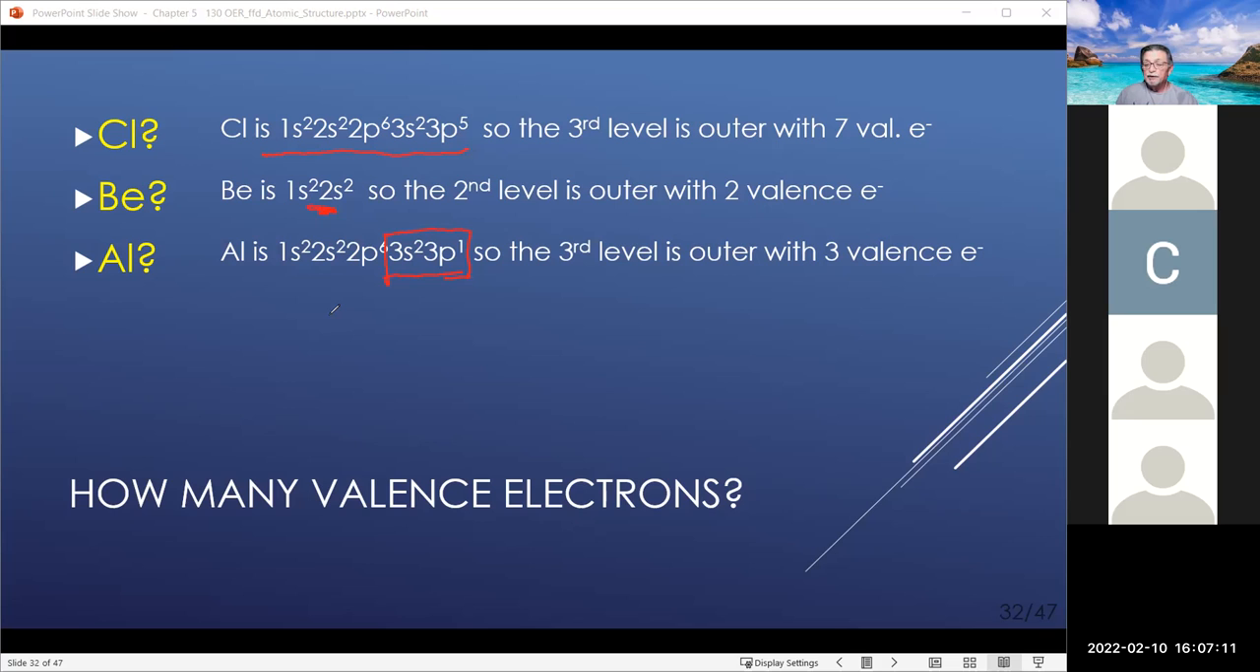Now, how many will it lose? I'm going to say one. Mm-hmm. How many valence electrons? Three. You got it. So it's going to lose those three. Remember, that third energy level can handle a total of how many electrons? Eight, right?